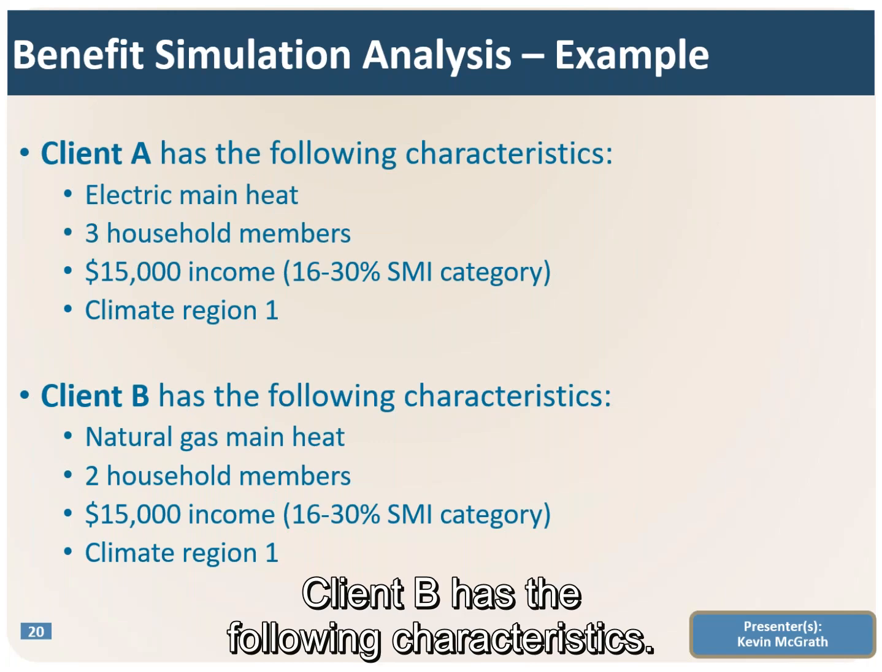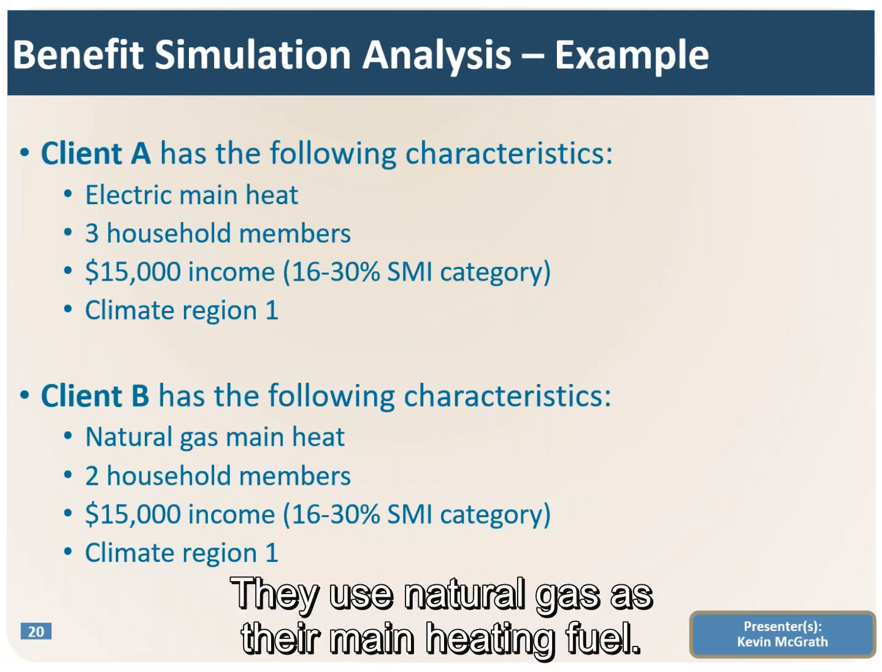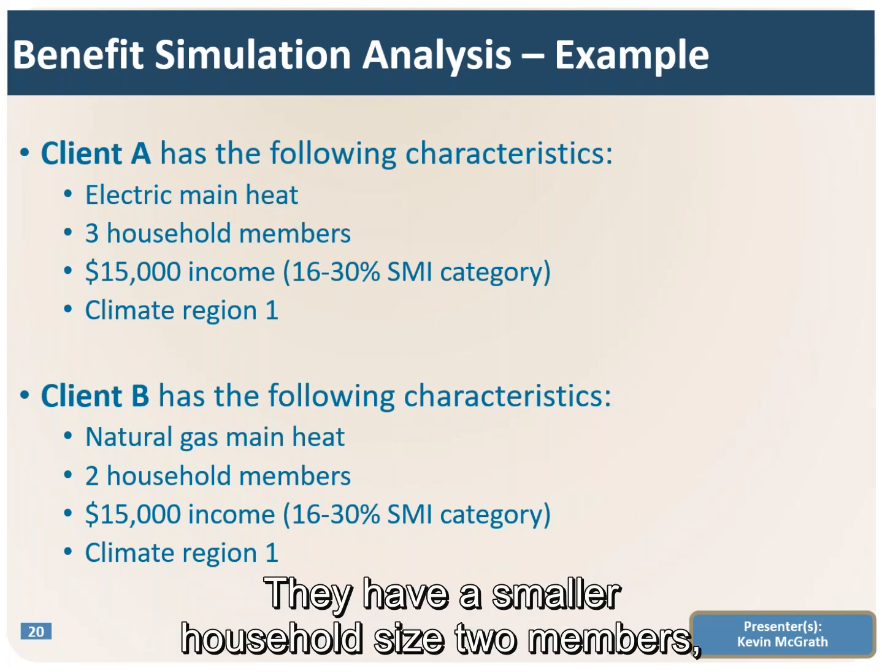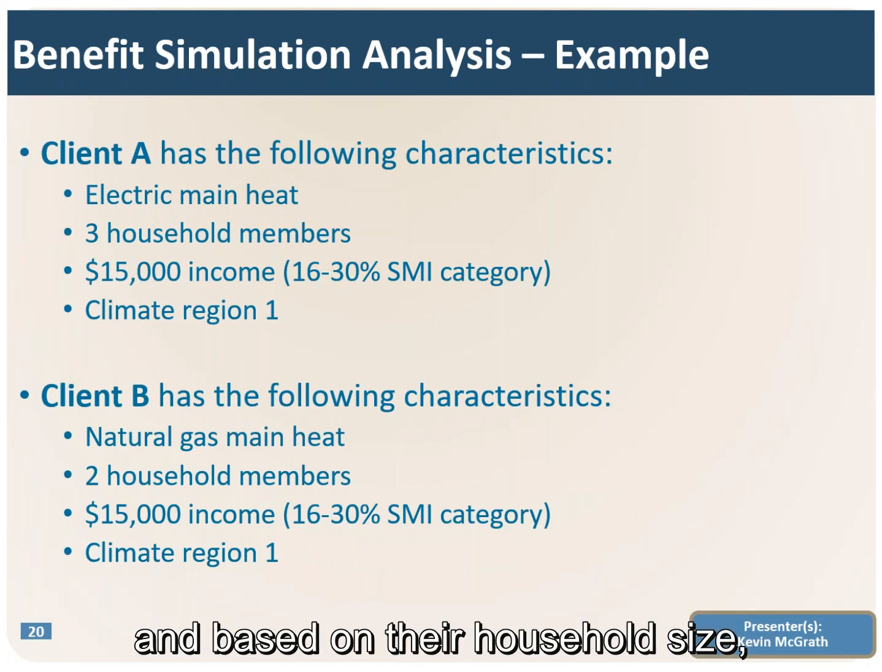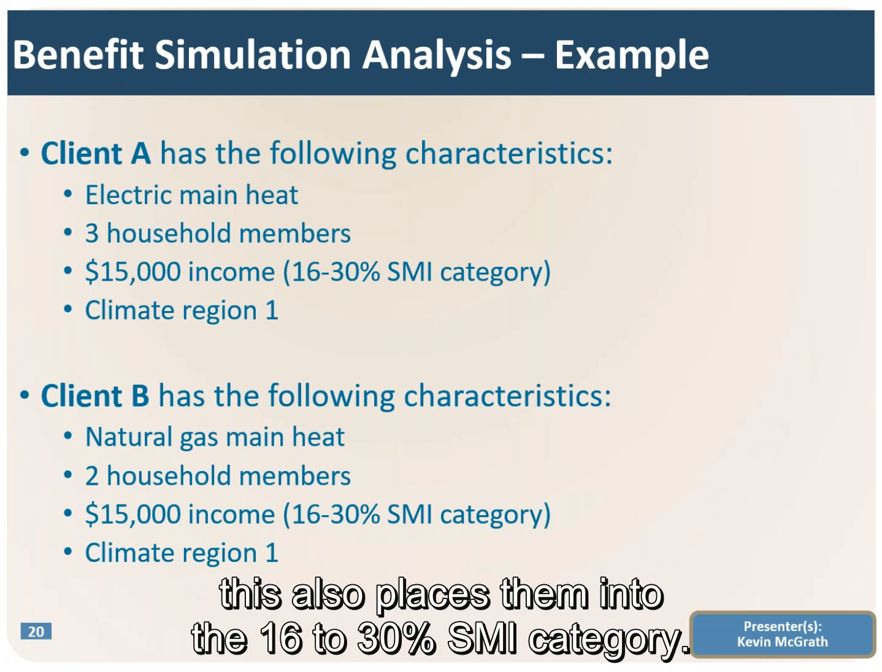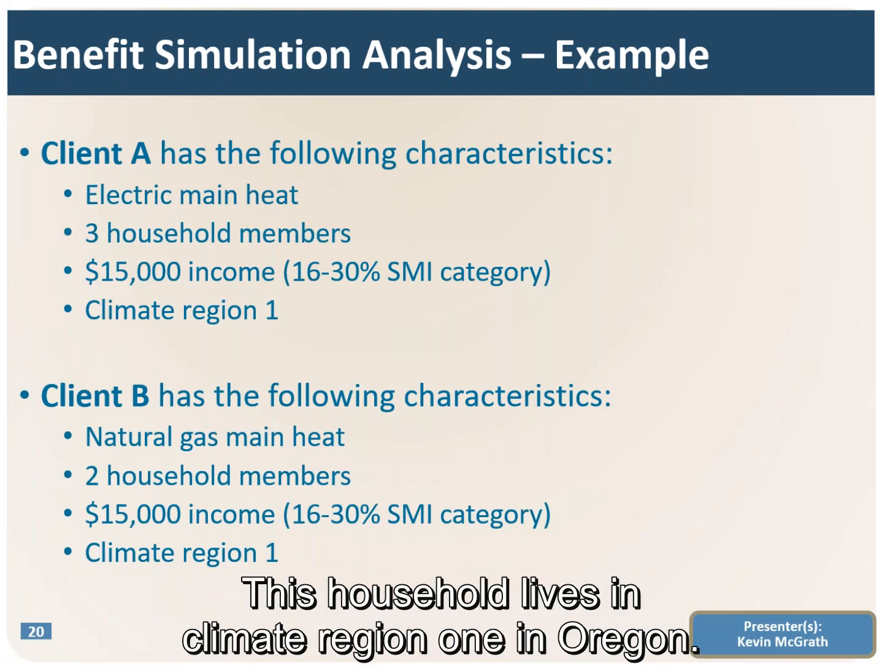Client B has the following characteristics. They use natural gas as their main heating fuel. They have a smaller household size, 2 members, but they also have $15,000 of income, and based on their household size, this also places them into the 16 to 30% SMI category. This household lives in climate region 1 in Oregon. Next slide.